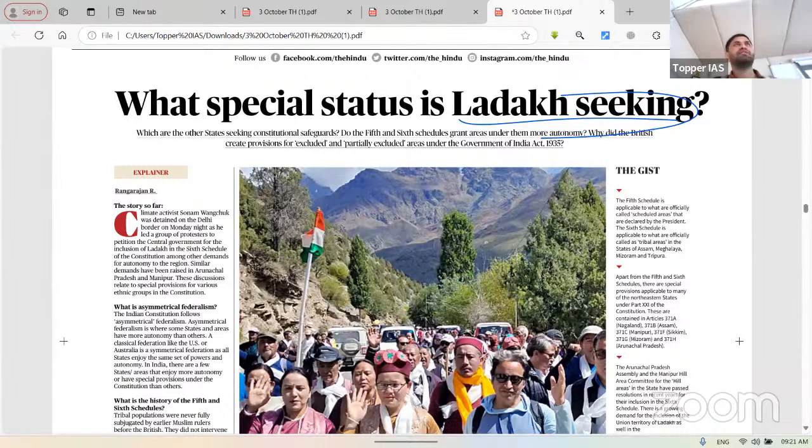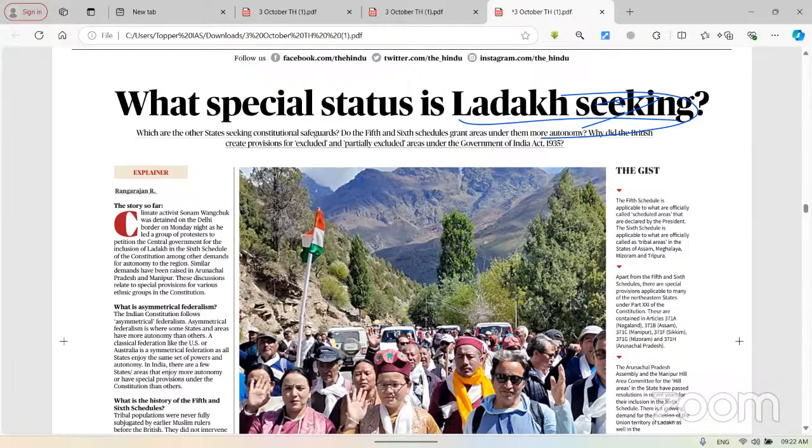scheduled areas and scheduled tribes. Sixth schedule: administering tribal areas. You need to say tribal areas. Tribal areas in 4 states, which are Assam, Tripura, Meghalaya, Mizoram. Not Manipur. Assam, Meghalaya, Tripura, and Mizoram.